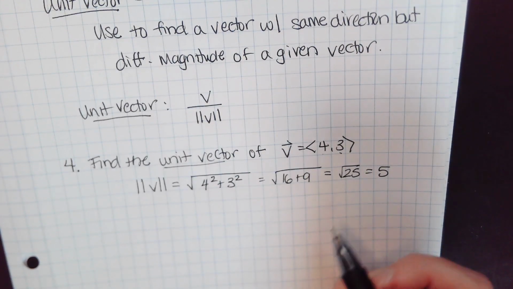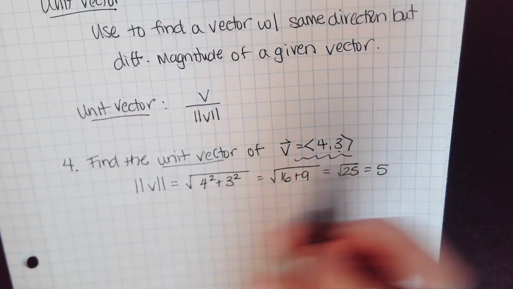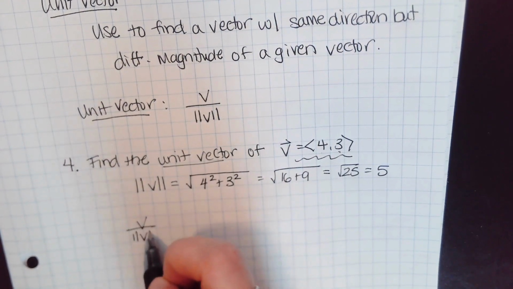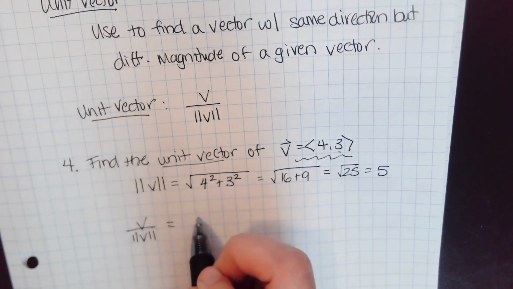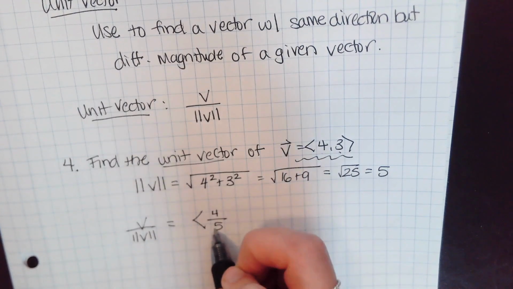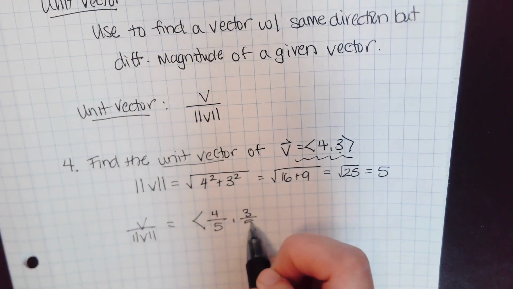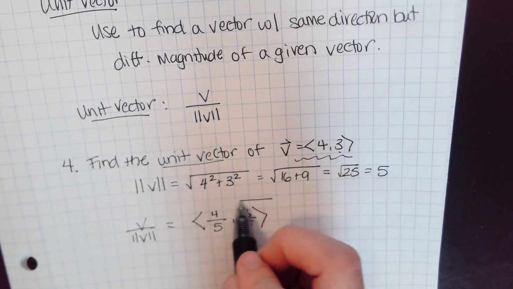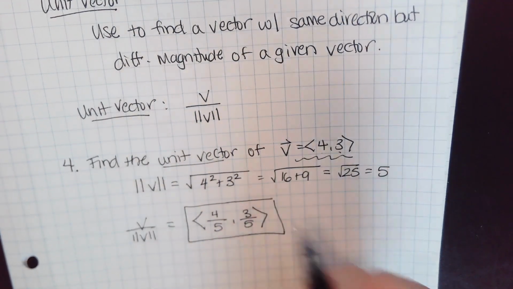So now I'm going to take my original vector and divide it by its own magnitude. I'm going to take 4 and divide that by 5, and take 3 and divide that by 5. So this will be my unit vector of v.